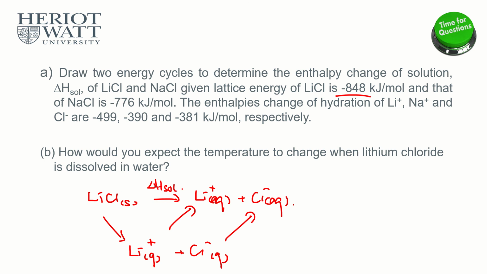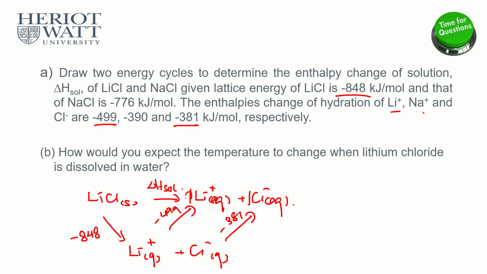Lattice energy is negative 848. Again, guys, see that? Negative 848. So we just put in negative 848, but later we know that this is going to change into positive values. All right, so lithium reacts with water, the hydration of lithium and chloride. So lithium is negative 499, and for chloride is negative 381. Now guys, bear in mind, this is one lithium and one chloride.